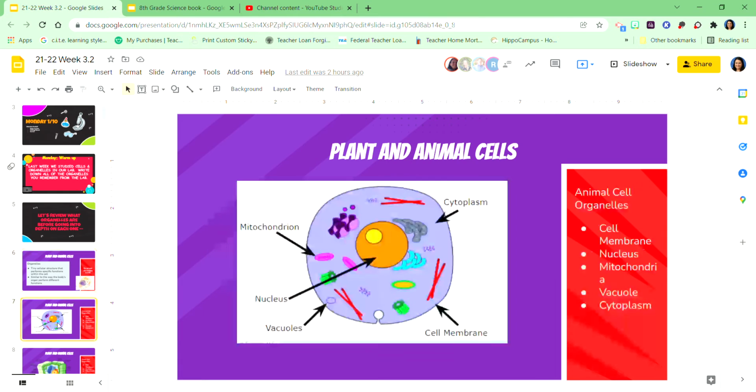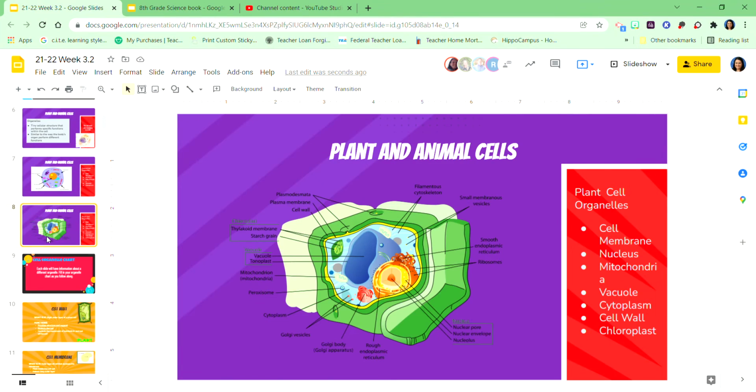So if you remember, this is what an animal cell looks like. It is rounded. And the important things to remember are the cytoplasm, the mitochondria, the nucleus or the brain, the tiny little vacuoles, and the cell membrane. This is what a plant cell looks like. It's more square. It's typically going to be represented as green because it is a plant, and they have a lot of the same organelles, and we're going to get into those details.